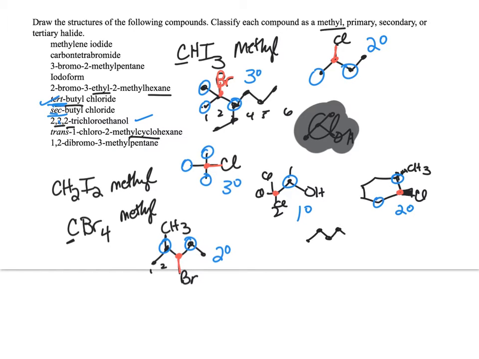Pentane, that's 5 carbons, 1, 2, 3, 4, 5. The 3, we have a methyl group, and the 1, we have a bromo, and on the 2, we have a bromo. So we're looking at the first carbon, and it's connected to one other carbon here, so that's a primary. And then we look at this carbon that's connected to this bromine, and we say, how many carbons is it connected to? And it's directly connected to 2, so that makes it secondary.